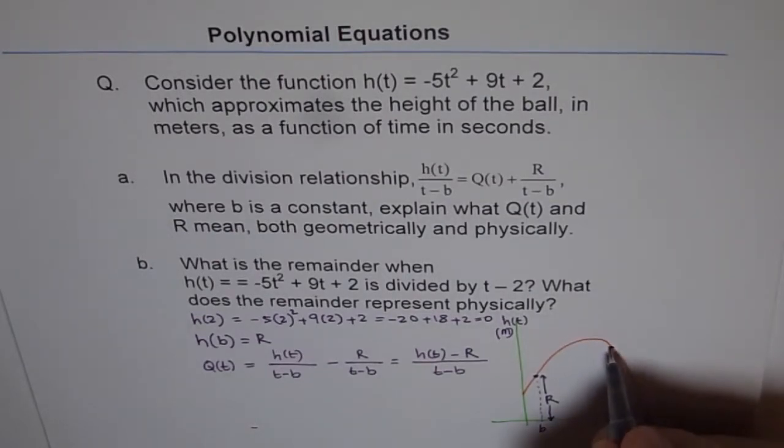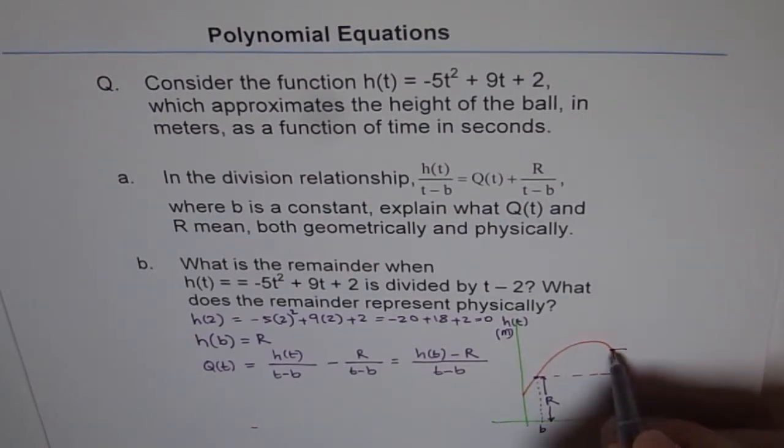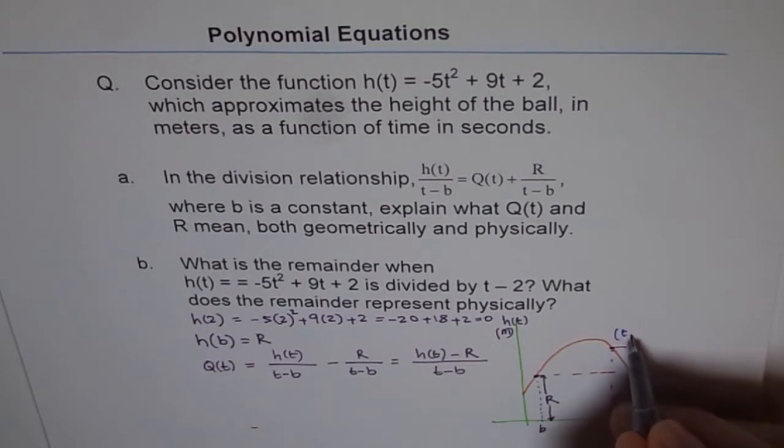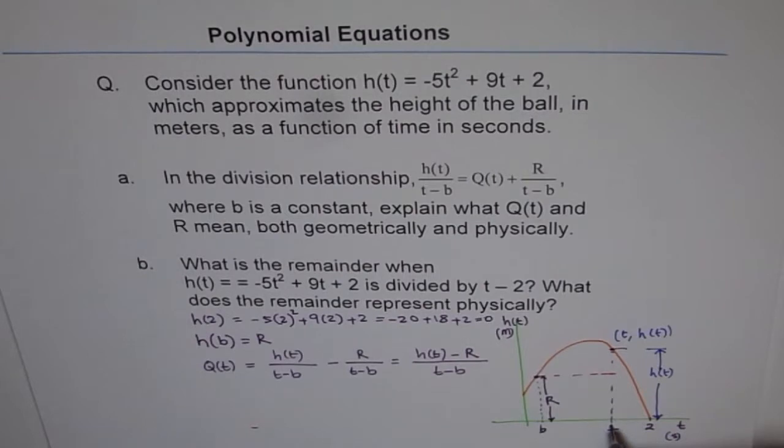So h of t is from here to here, right? So let me just connect this and show you here. So from this point is t, h of t, correct? So h of t is this height, the height of the ball at any instance of time t, correct? Now h of t minus r is this height. R is the height of the ball at b, when time was b, correct?